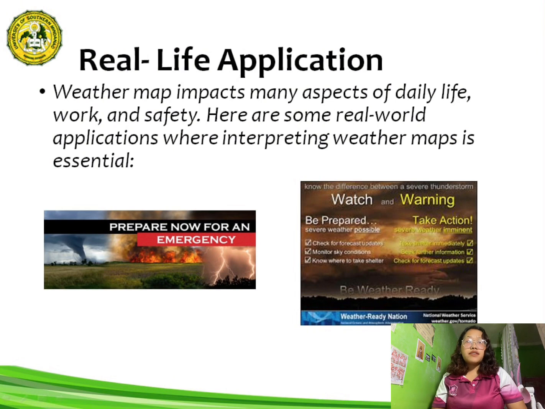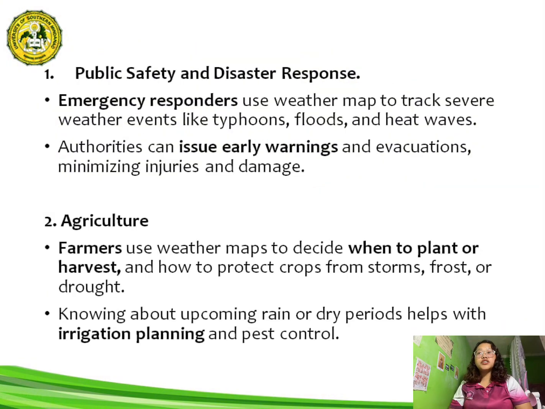So in real life application, weather maps impact many aspects of daily life, work, and safety. Here are some real world applications where interpreting weather maps is essential. The first one is public safety and disaster response. Emergency responders use weather maps to track severe weather events like typhoons, floods, and heat waves. Authorities can issue early warnings and evacuations, minimizing injuries and damage.